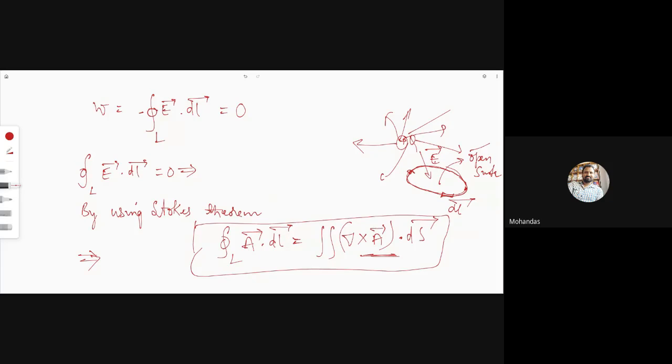Please apply the Stokes theorem for this closed line integral E dot dl. Please respond, anyone. Please apply this Stokes theorem for this closed line integral E dot dl. Anyone from the class?